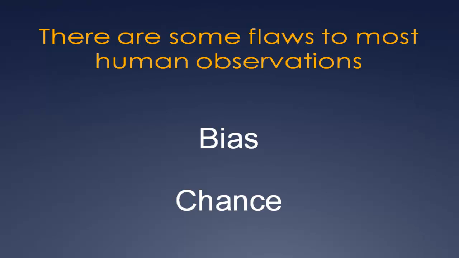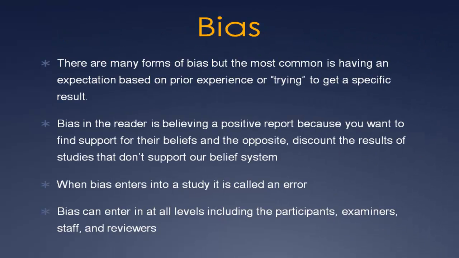Here are the major concerns about human observations. Things may not be what they appear to be, so that attempts at finding out the truth must avoid the two natural deceivers: bias and chance. There are many forms of bias, but the most common is having an expectation based on prior experience or trying to get a specific result. Bias in the reader is believing a positive report because you want to find support for your beliefs, and the opposite: discount the results of studies that don't support your belief system. When bias enters into a study, it's called an error. Bias can enter into a study at all levels, including the participants, examiners, staff, and reviewers.